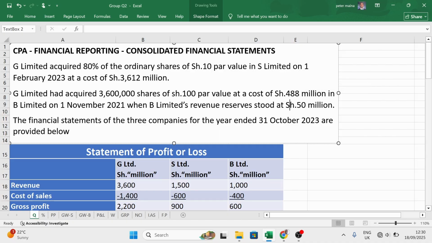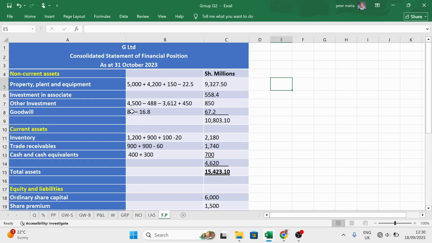So we are going to deduct those two. So 4,500 we deduct 488, which is the cost of investing in associate. We also deduct 3,612, which is the cost of investment in subsidiary. And then we add 450, which is the investment shown in subsidiaries' assets. So the figure here we get is 850. So we are calling this other investments to differentiate them from investment in associate.